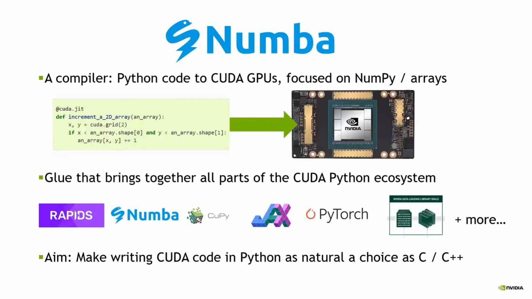So what is Numba? Broadly, I think there's two different useful ways of thinking about it. One of them is that it's a compiler that can translate Python code into CUDA code so it can run on GPUs. And another way of thinking about it is that it's a tool that you can use to connect together all the different libraries and applications in the CUDA Python ecosystem. I think of both of these aspects as being quite important, because in the long term, I'd like it to be as natural a choice to write code for CUDA GPUs in Python as it presently is for C and C++.